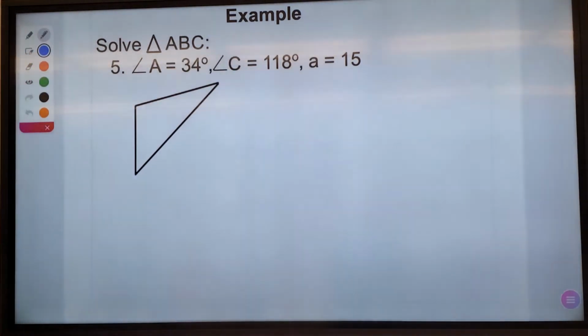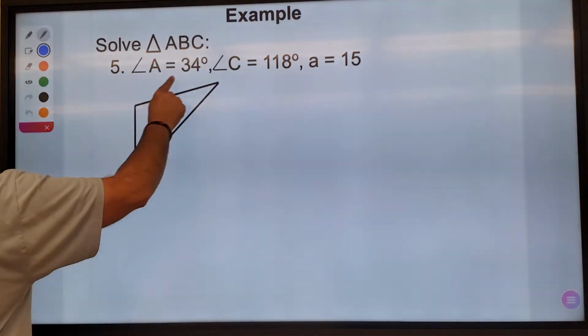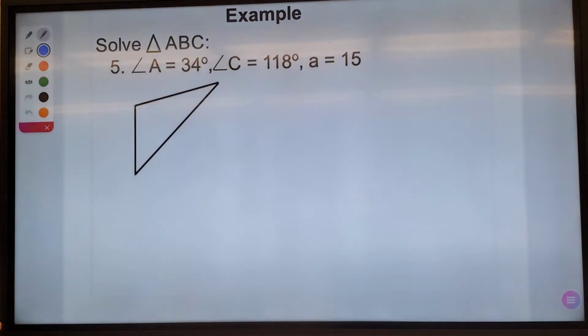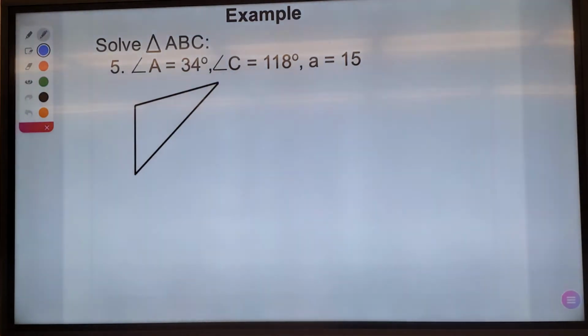Number 5. Again, let's label things. I'm going to switch it around here a little bit now because this is 34 degrees. So if I put 34 degrees in here, some of you are going to freak out a little bit because it doesn't look like 34 degrees. That's okay. Notice that all of them that I give you are exactly the same triangle. It's just for a visual representation.